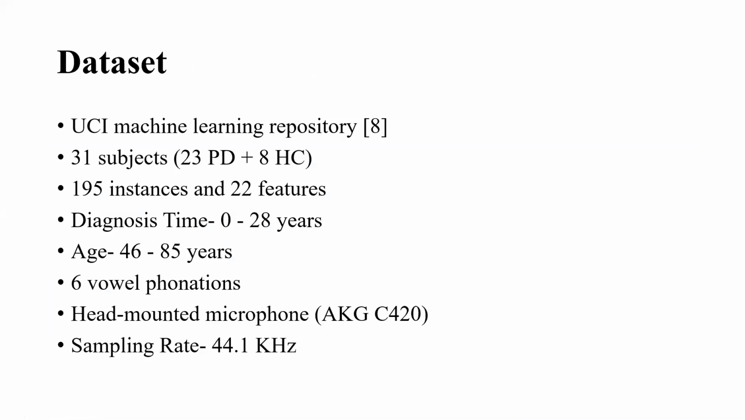Of all the symptoms that are present in Parkinson disease, 90% of the patients are found to have a voice disorder. So we have chosen voice as a symptom to detect Parkinson disease. We have taken a UCI machine learning repository dataset which consists of 31 subjects and 195 instances. 22 features are there and 6 vocal phonations are taken from the patients.